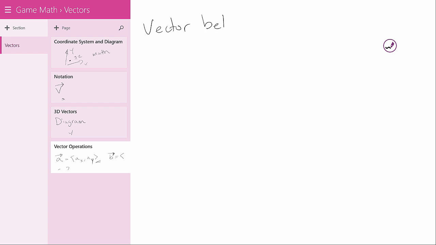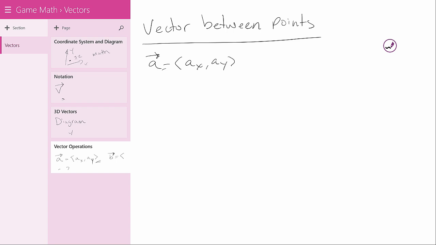So a vector between points. This is important. That's if you want something to follow another object. You will definitely want to do this math, and you have to do it manually. So we have a vector A, and that is AX, AY. And we have another vector B, and that is BX, BY.